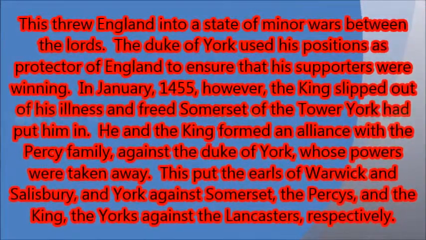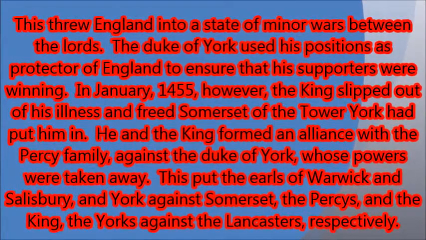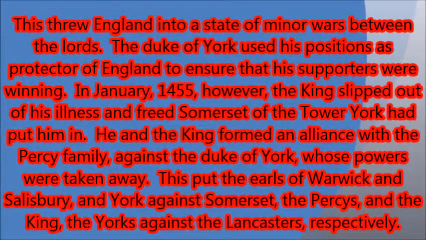This threw England into a state of minor wars between the lords. The Duke of York used his position as Protector of England to ensure that his supporters were winning. In January 1455, however, the king slipped out of his illness and freed Somerset from the Tower York had put him in. He and the king formed an alliance with the Percy family against the Duke of York, whose powers were taken away. This put the Earls of Warwick and Salisbury and York against Somerset, the Percys, and the king, the Yorks against the Lancasters, respectively.